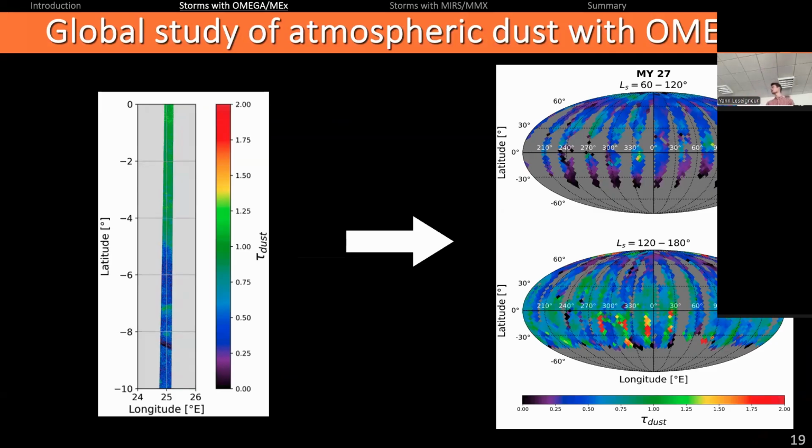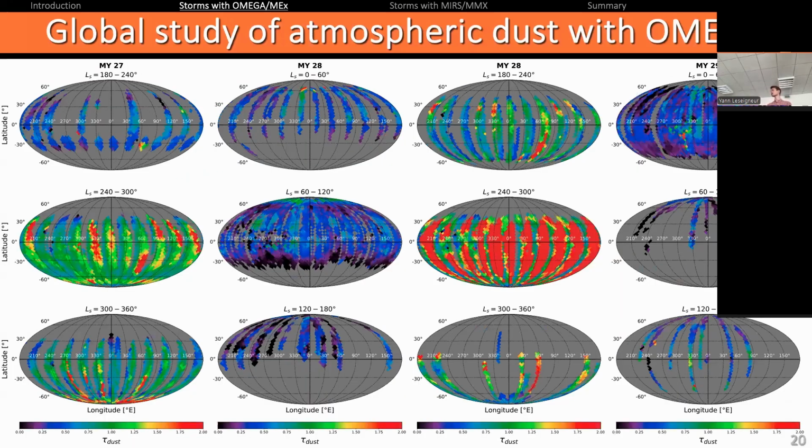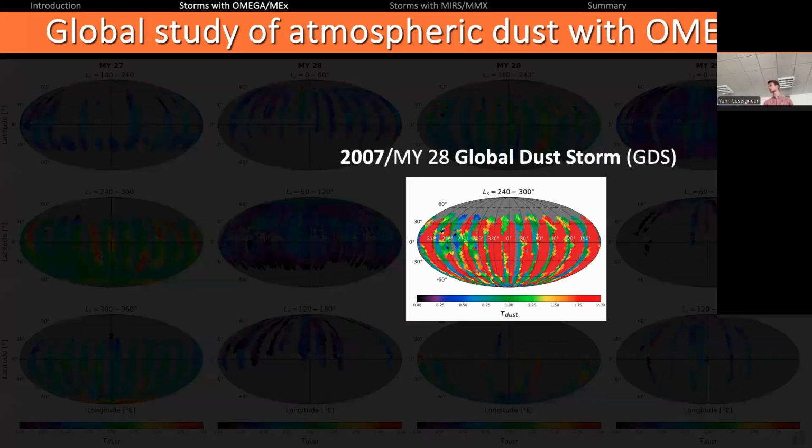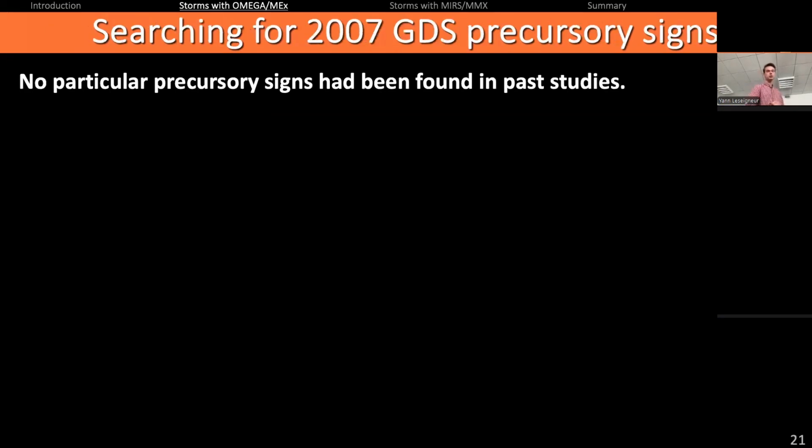For example, here, during 60 degrees of solar longitude, and I can make it for almost all of the 3 Martian years of operation of the near-infrared channel of OMEGA. And here we'll focus on one part of this seasonal global map. It's a seasonal global map that corresponds to the global dust storm that occurred in 2007 during Martian year 28. As I said during the introduction, these kinds of dust storms are very unpredictable.